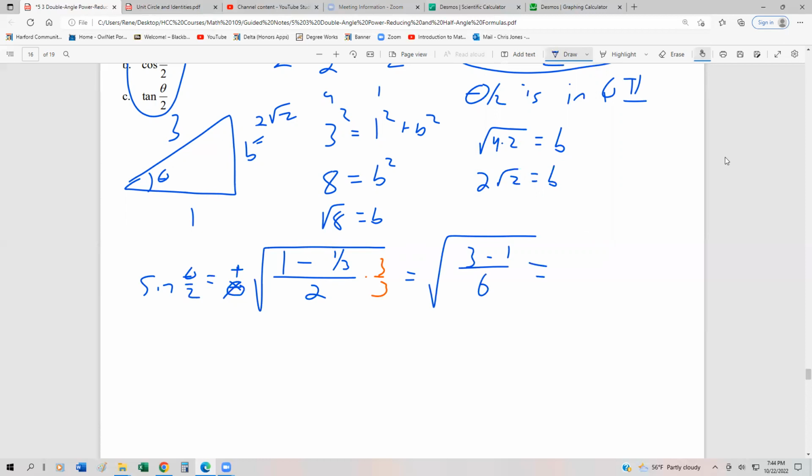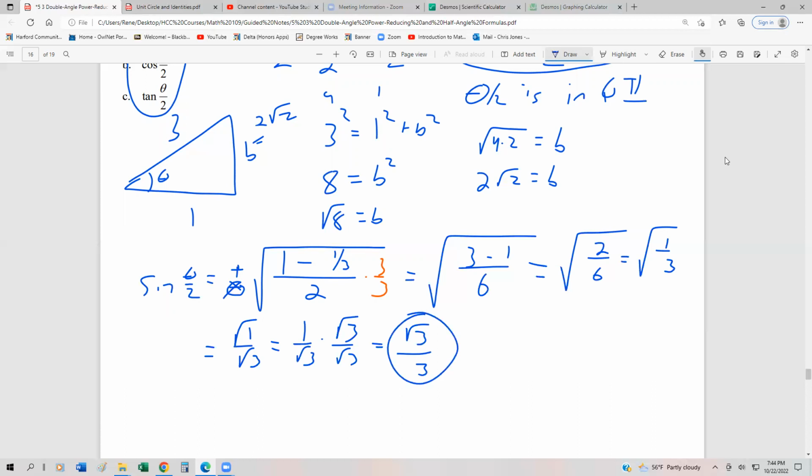Or the square root of 2/6, or the square root of 1/3, or the square root of 1 over the square root of 3, or 1 over root 3, or if we were finally to rationalize that, that would be the square root of 3 divided by 3, positive.